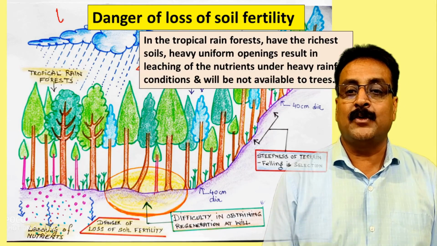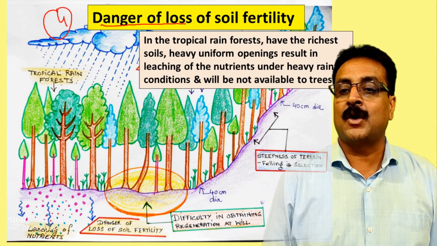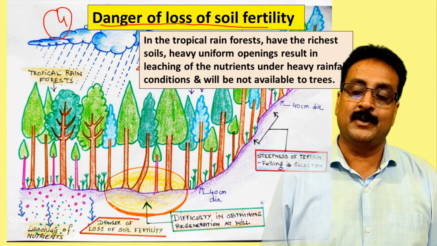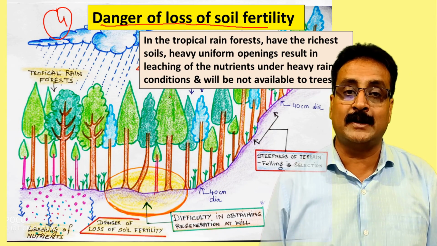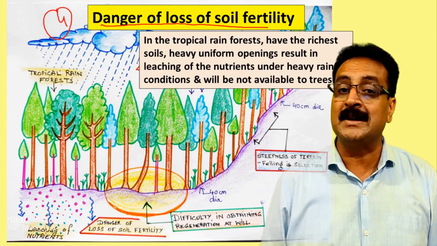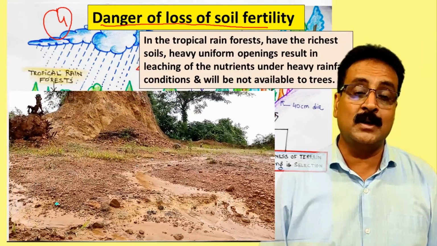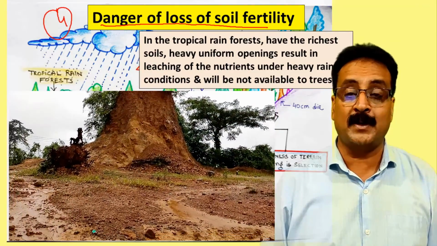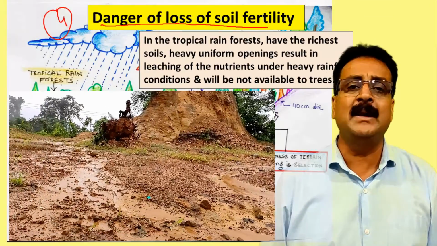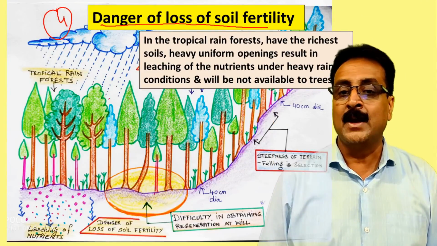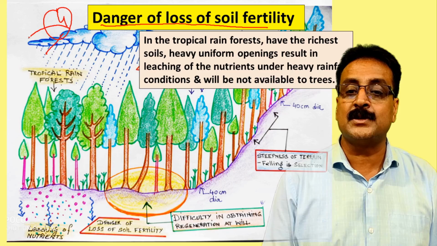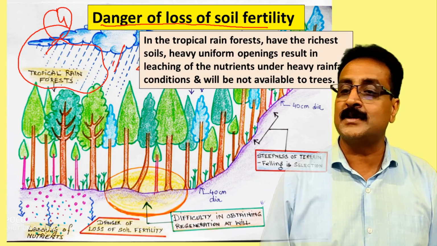The fourth one, we are going to discuss, is the danger of loss of soil fertility. Now, what do you mean by danger of loss of soil fertility? This we will study in the coming lectures under the Indian Irregular Shelterwood System, under the tropical rainforest in Arunachal Pradesh and many places where rain is more. So where we have a tropical rainforest, a lot of rains are there.